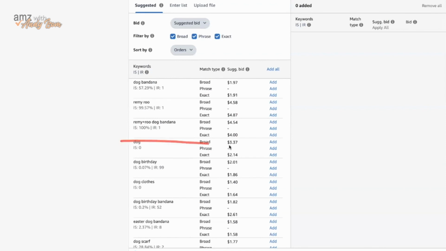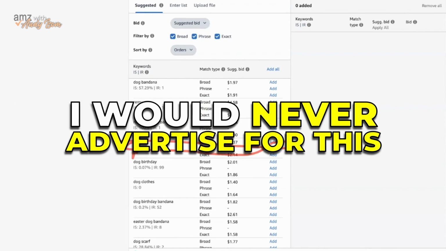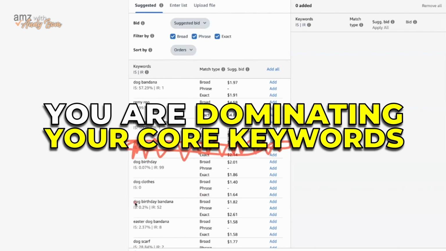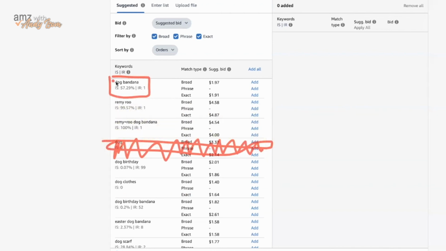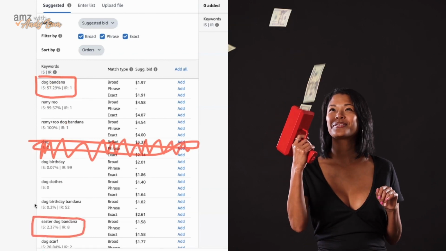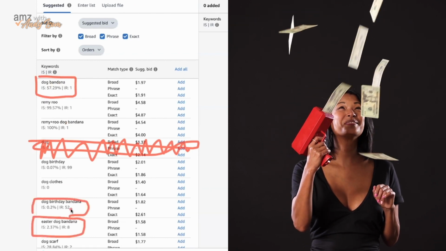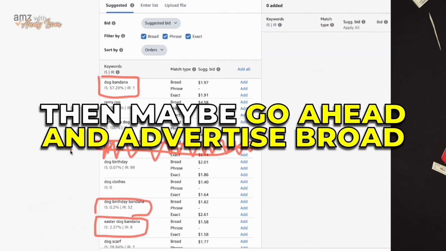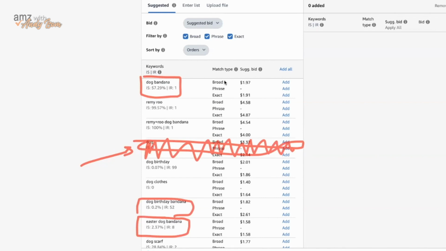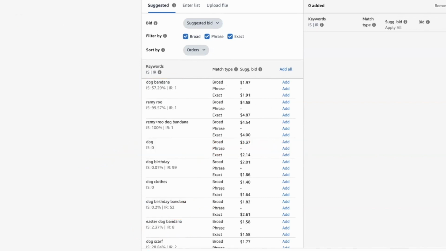But I would never advertise for this unless or until you are dominating your core keywords. If your core keywords are crushing it and you're getting really good sales from your core keywords, and you're like, okay, I've maxed out, then maybe go ahead and advertise to dog and see what happens. But I would definitely not start with super broad keywords like that.